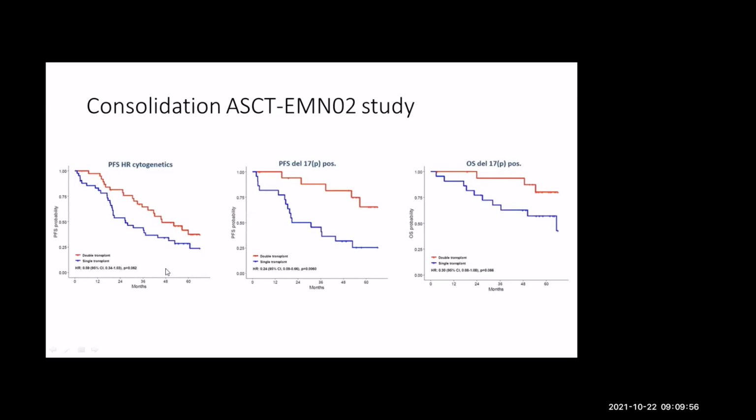But what this study again showed is that the results were really good in patients who required double transplant with high-risk cytogenetics, so basically 17p deletion. So this could still be a good treatment modality for high-risk patients.